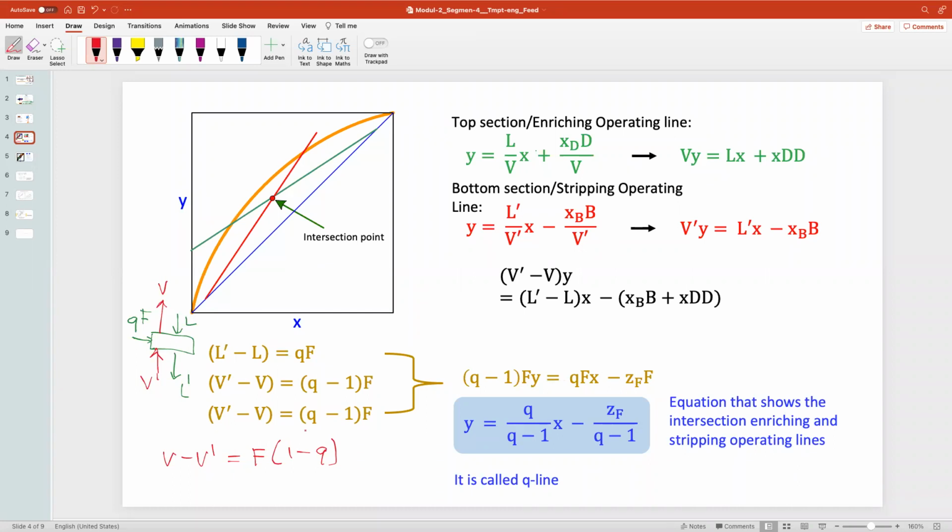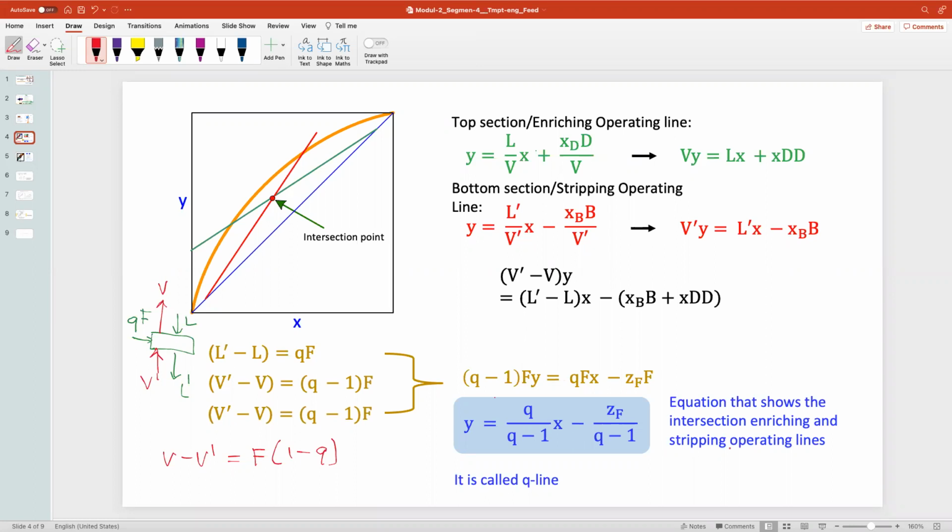And so 1 minus Q is the fraction of vapor. So the delta between V and V dash is this one. But then we just change it, and so V dash minus V equals (Q minus 1)F. So from this one, we rearrange them, combine them together, and divide by Q minus 1. Then we have what we call the Q line. A Q line is an equation that shows the intersection of the enriching and stripping section operating lines.